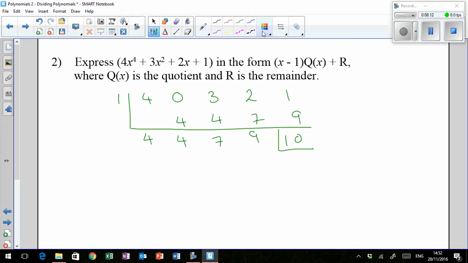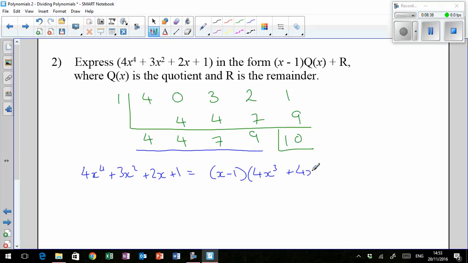Now, what that means is the function that we started off with can be written in terms of its divisor, its quotient, and its remainder. Well, the divisor's first, x minus 1. The quotient comes from here. This started off as a power 4, so this is now going to be a cubed. So it's going to be 4x cubed plus 4x squared plus 7x plus 9, and then the remainder comes from in here. So we've got a remainder of plus 10.